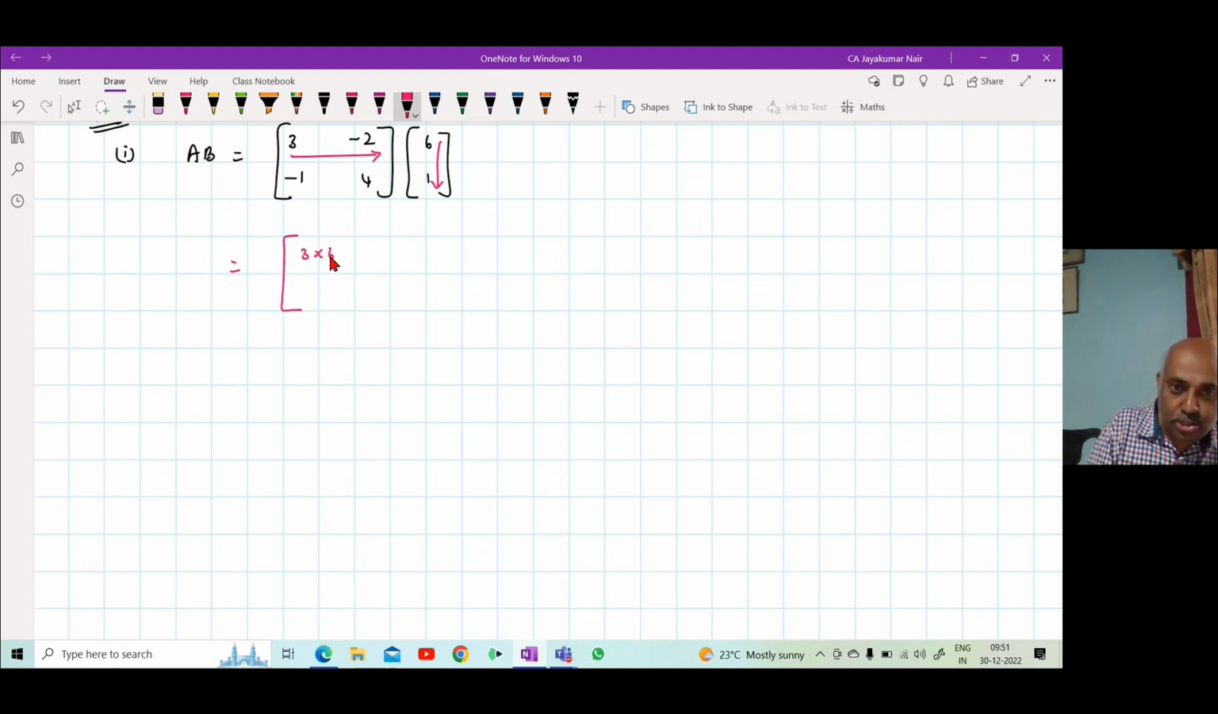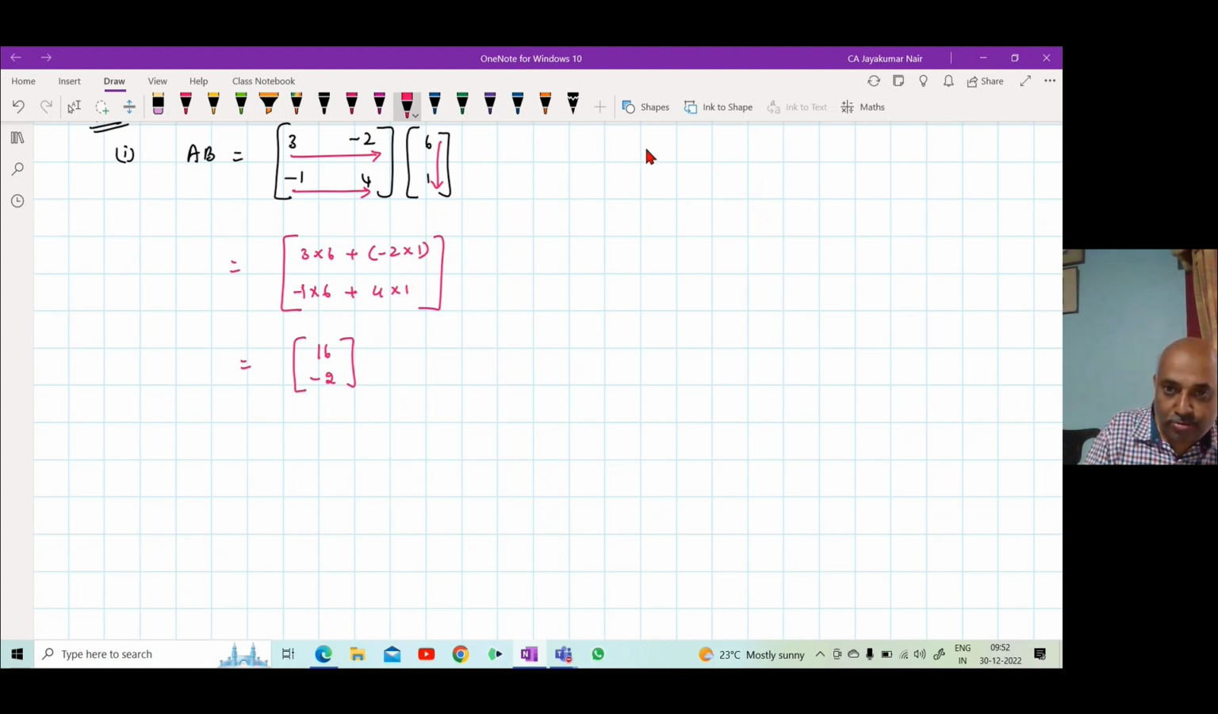It'll be 3 into 6 plus minus 2 into 1. So the next one is minus 1 into 6 plus 4 into 1, which is nothing but 18 minus 2. 6 threes are 18, minus 2 is 14... minus 6 plus 4 is minus 2. Sorry, 18 minus 2 is 16. So 16 and minus 2. This is the product of AB.